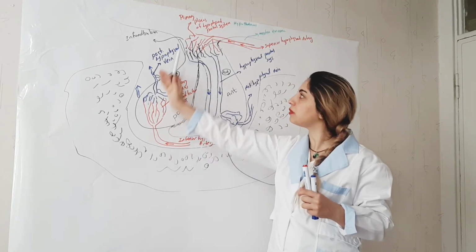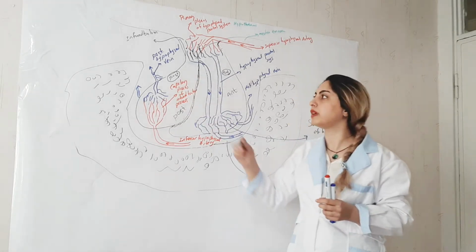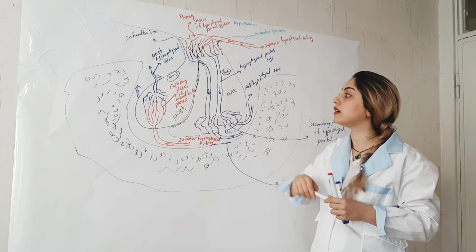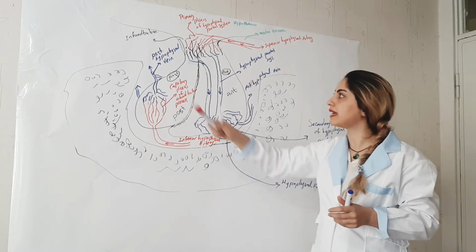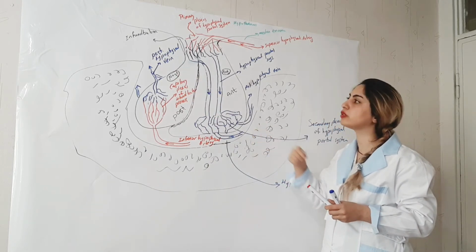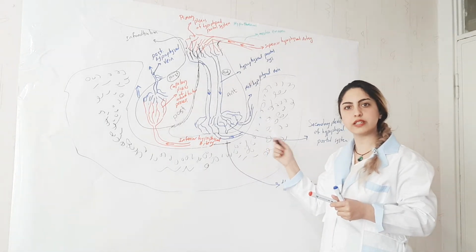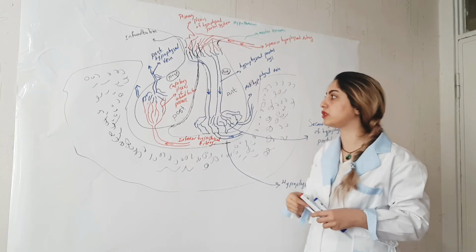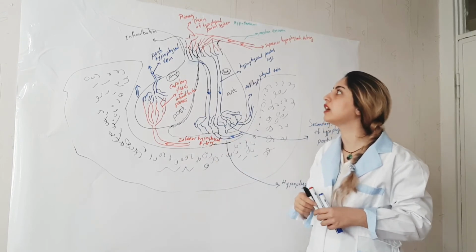And finally the blood is going out by what? By the posterior hypophyseal vein. The posterior hypophyseal vein is related to the posterior pituitary gland. In here I had the anterior hypophyseal vein. Anterior hypophyseal vein for the anterior pituitary gland, posterior hypophyseal vein for the posterior pituitary gland, and inferior hypophyseal artery for the posterior pituitary gland also.